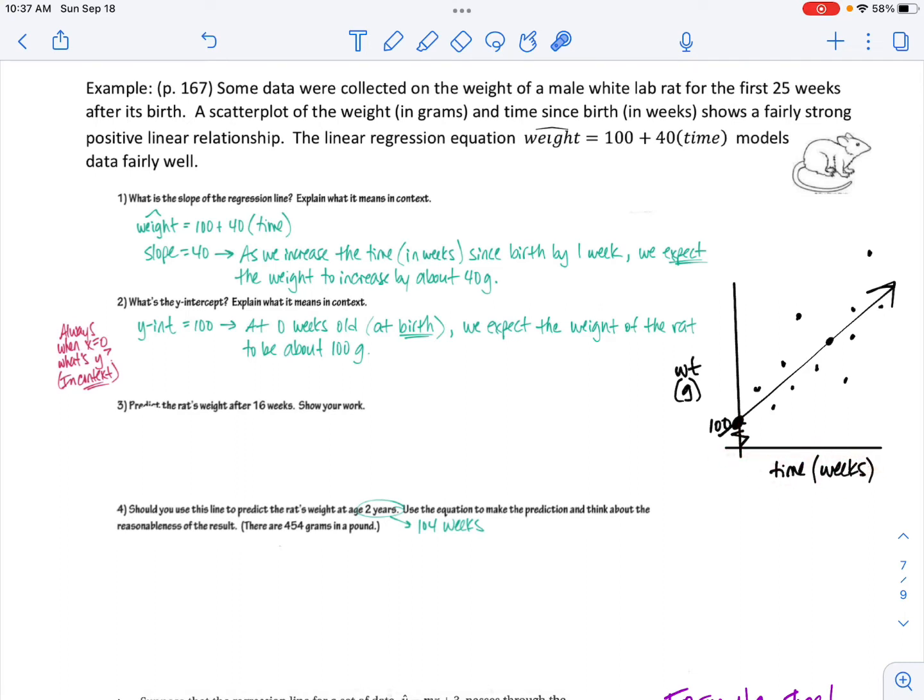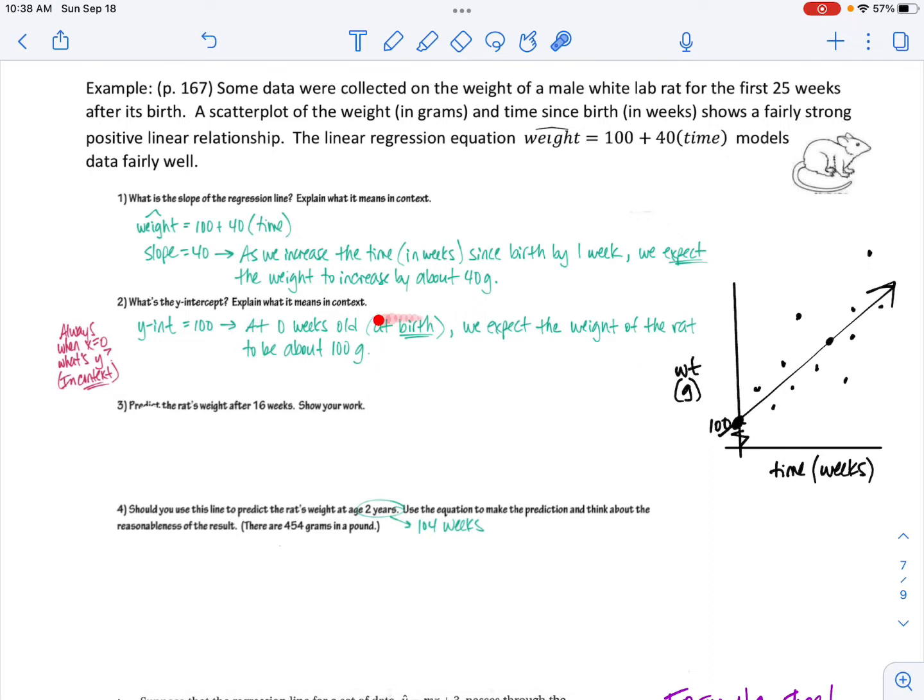We have it labeled down here as time. And so 0 in this case does make sense. Just keep in mind sometimes having a y-intercept of 0, depending on what the context is, it might not make sense. It might be considered something like an extrapolation. Just keep that in mind. But in this case with the rats, having a y-intercept of 0 does make sense.